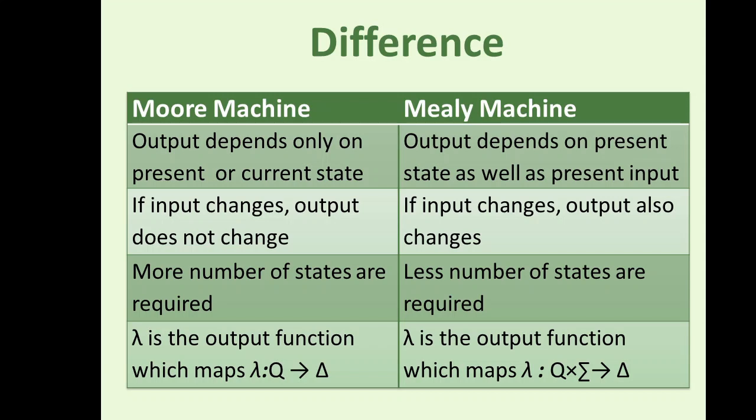In Mealy machine, lambda is the output function which maps from Q cross sigma to del. That is, we should have current input symbol, and from current state we will get the output symbol which belongs to output alphabet. That is, here the output is associated with a transition. So that was all about Moore and Mealy machines.